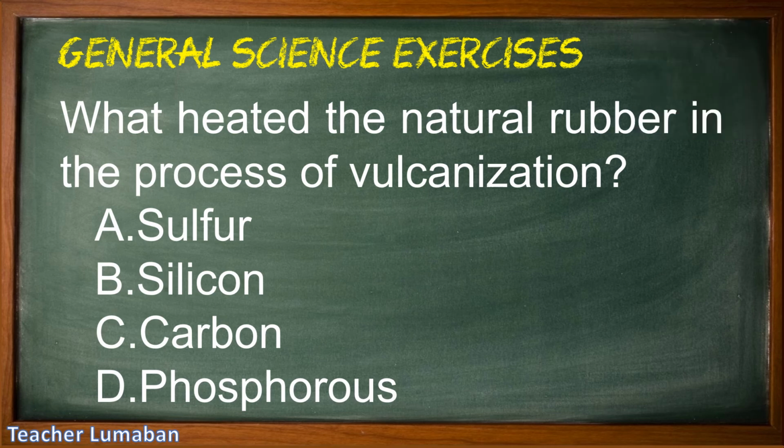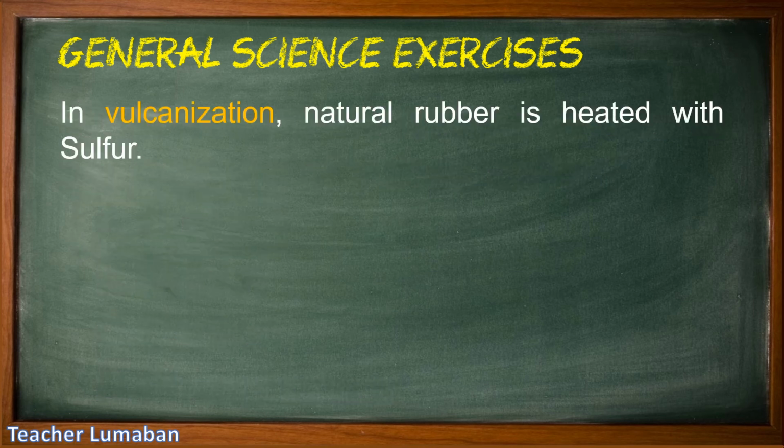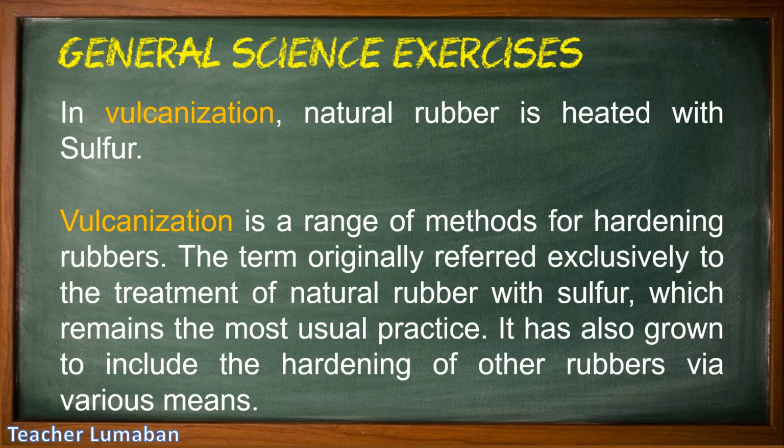The correct answer is the letter A, sulfur. In vulcanization, natural rubber is heated with sulfur. Vulcanization is a range of methods for hardening rubbers. The term originally referred exclusively to the treatment of natural rubber with sulfur, which remains the most usual practice. It has also grown to include the hardening of other rubbers via various means.